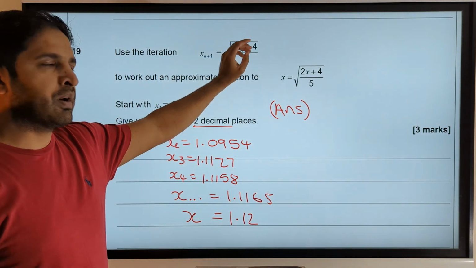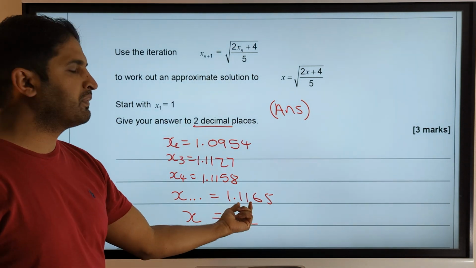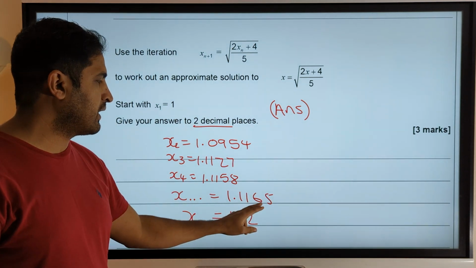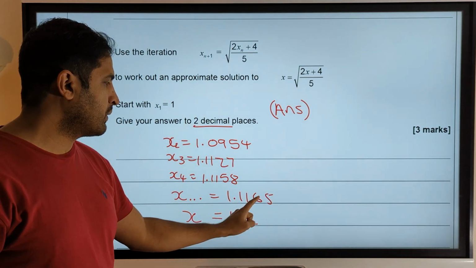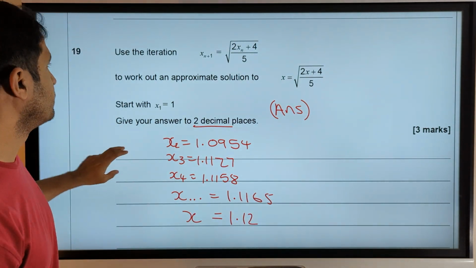Make sure you use enough brackets so you don't make any mistakes. And then just keep pressing the equal sign until the first 2 decimal places stabilize. Okay, and then you can write your answer down after that. Okay? Seeing this 1165, that's always going to remain there, so we can round it to 1.12.